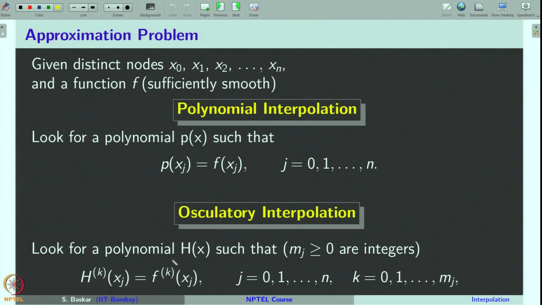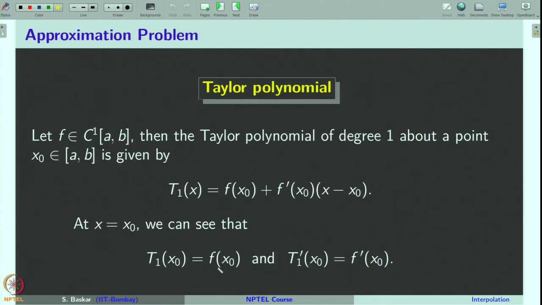Of course, the polynomial has to be of certain degree. We will come to that point a little later, and such a polynomial is generally called the osculatory interpolation, or it is also referred to as the general Hermite interpolation. Let us see an example which is familiar to us, the Taylor's polynomial.